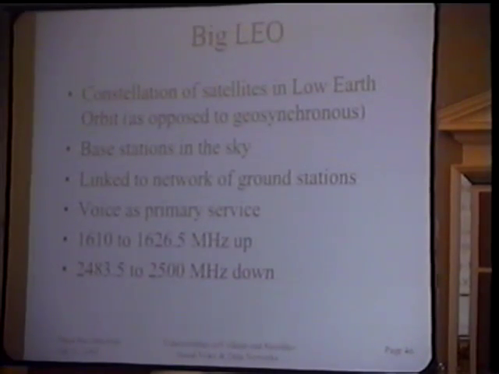So essentially, these LEOs are the cellular base stations in orbit. There's a network of ground stations around the world that talk to these satellites as they go by. These are typically linked back to a network control center where they provide service. The LEOs have their own frequency allocations from the FCC, and these are what they are.